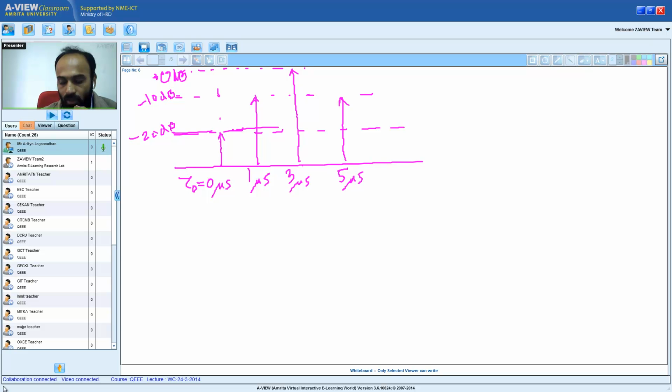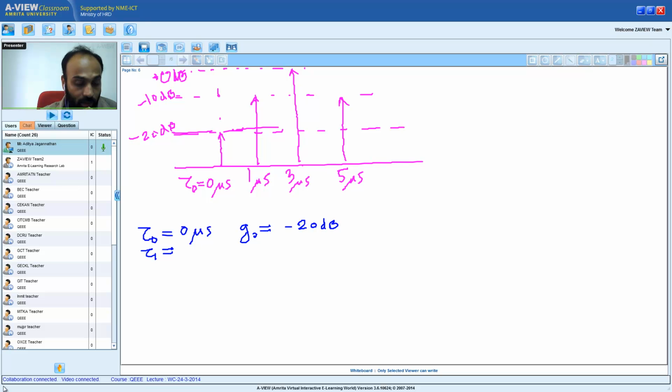Then you will see tau naught equal to 0 microseconds, G naught equals minus 20 dB, at tau 1 equals... How to find the value of L, the number of non-line of sight paths, in real time? I will come to that, I am going through the example after this.